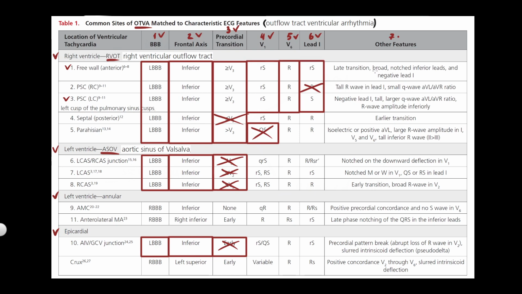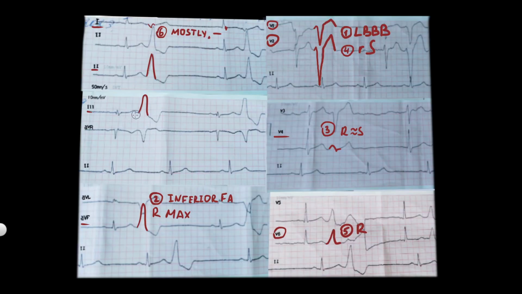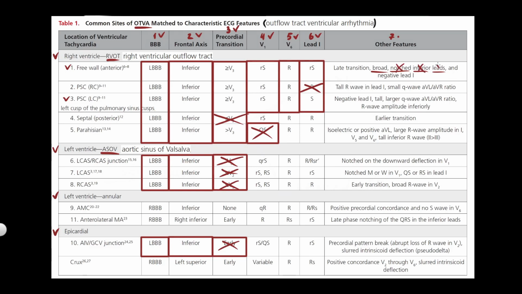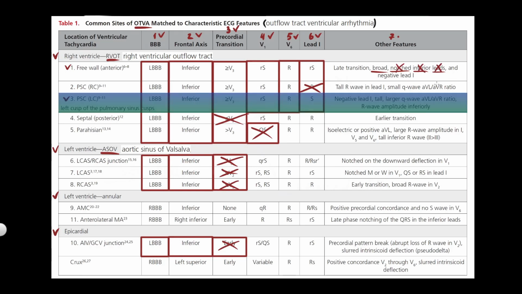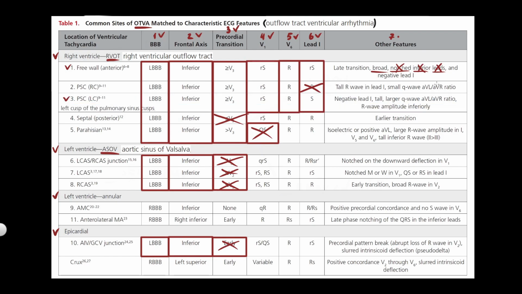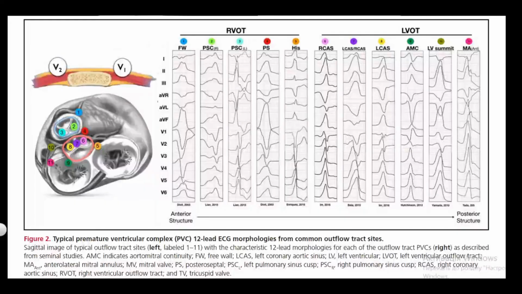For the right ventricular free wall, QRS in inferior leads should be notched. But in our example, inferior leads are not notched. So free wall localization is excluded. And the one localization that remains is the left cusp of the pulmonary sinus, which is the most correct site of PVC origin in this case.